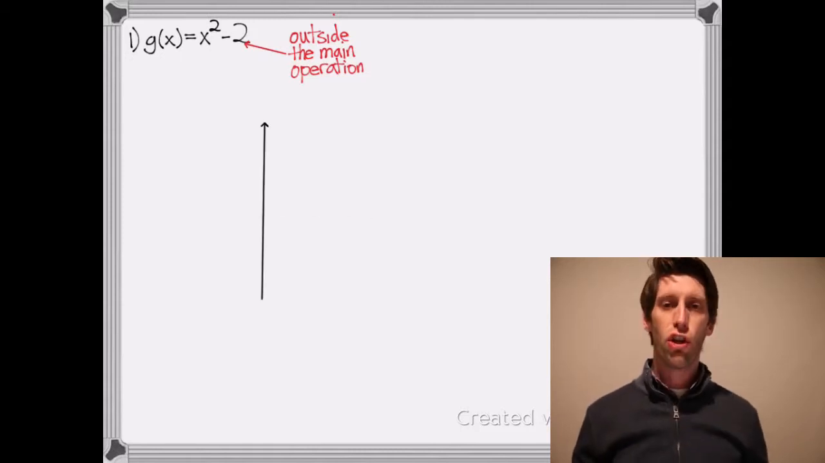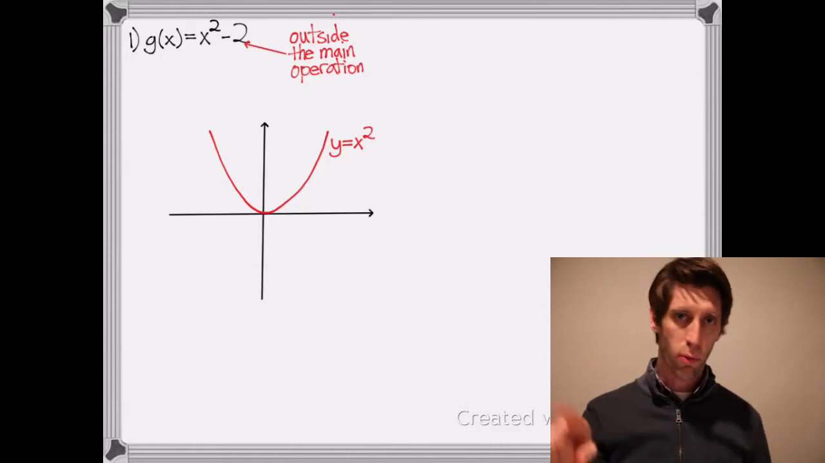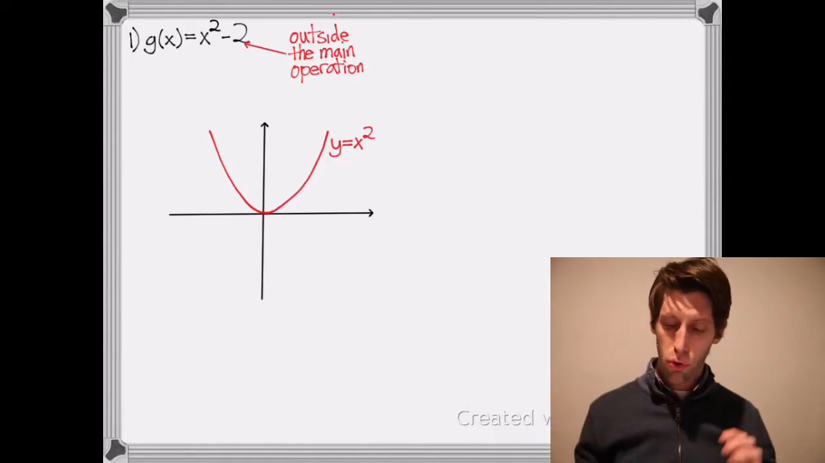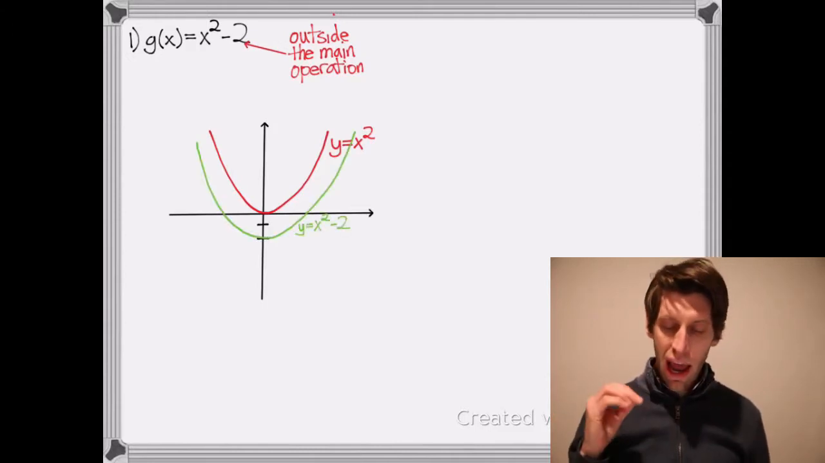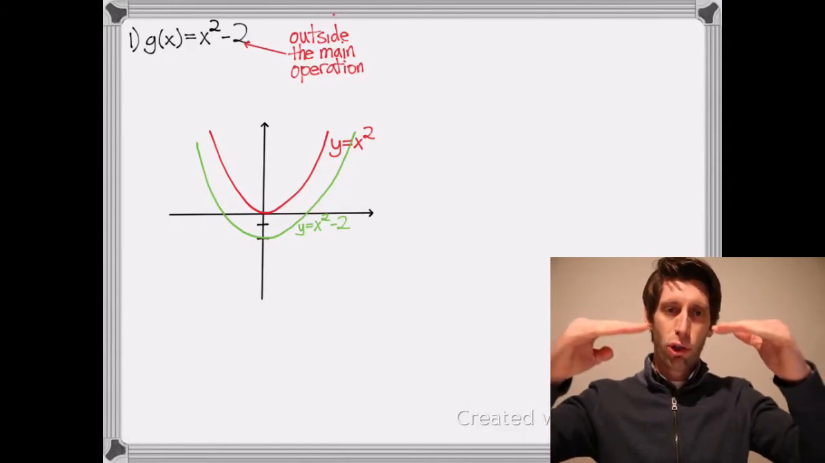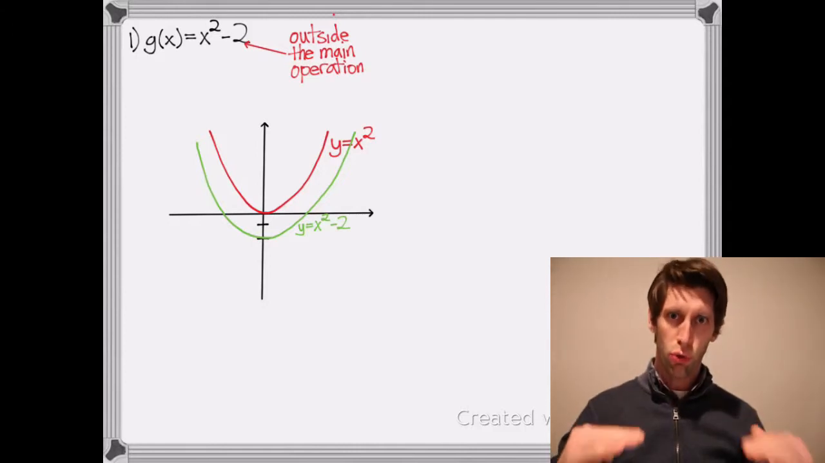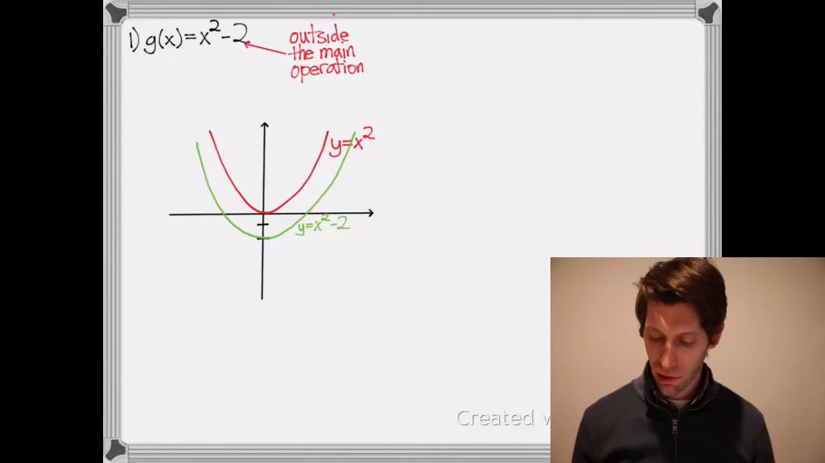So what that's going to do is take the original basic graph, which was y equals x squared, which you'll see drawn here, and shift it down 2 units. So what I do is make 2 tick marks on the y-axis here, and the graph that I'm after is the green one. It's the red graph, y equals x squared, one of those basic 7 graphs, shifted down 2 units. And that's this resulting green graph, y equals x squared minus 2.